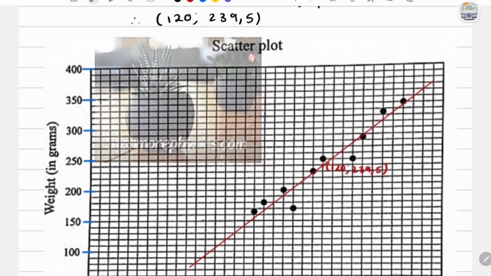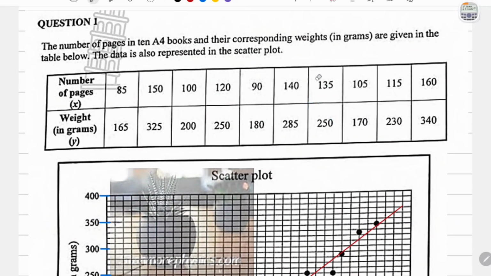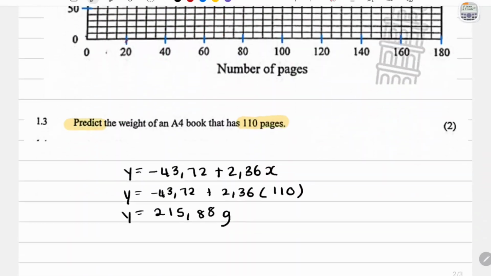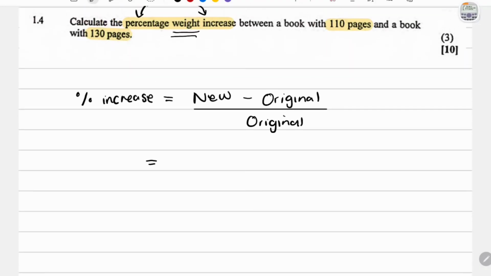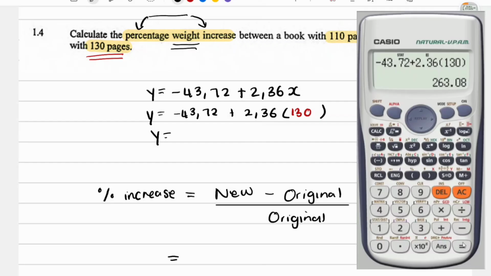Now let's just check if we actually do have that information in our table. Do we? No, we only have 135, okay? 135 pages will give you 250 grams. So we don't have that. We can just go ahead and find it. So you can use your calculator to do this. And in place of 110, let's just go ahead and substitute. So we're going to substitute 130 to find that.